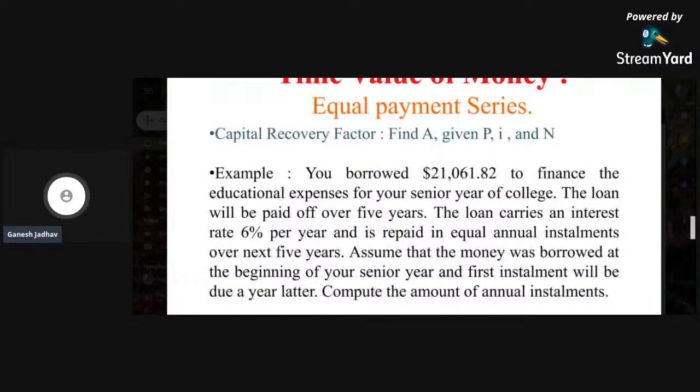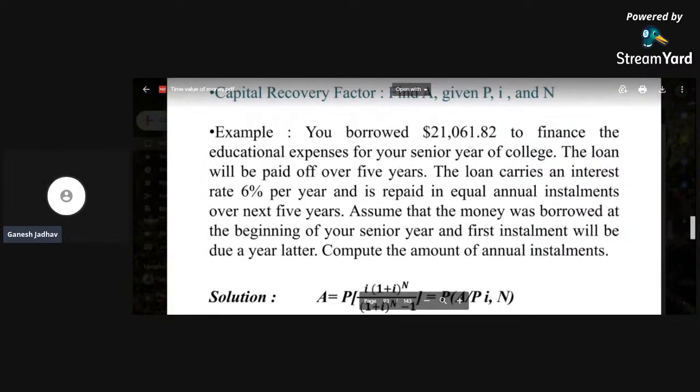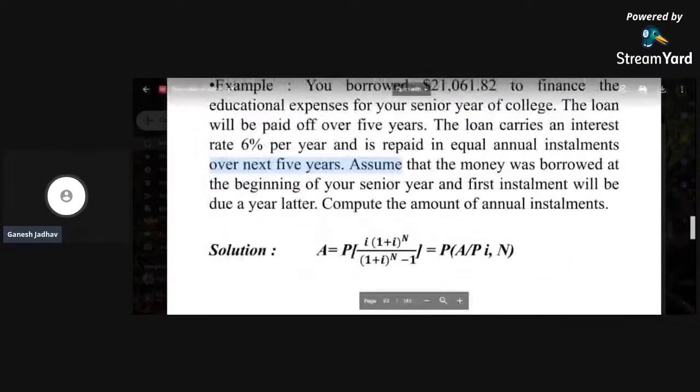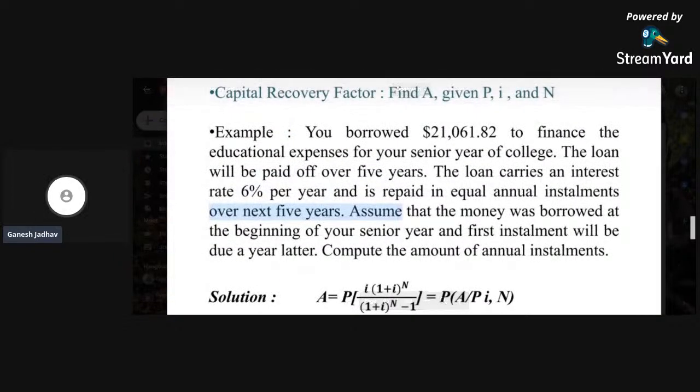So find out A, given P, i, and n. What is the value of P? It is 21,061.82 dollars. Then the value of i is equal to 6%, that is 0.06. And what is the value of n? Here it is the next 5 years, means the value of n is equal to 5.